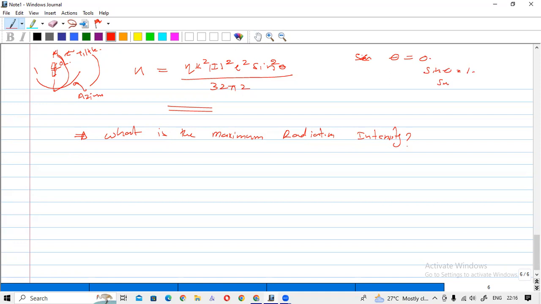Okay, so sine square theta is also equal to 1. So this is the maximum value. Here the U maximum value is n k square I square L square, when sine square theta is equal to 1, divided by 32 pi square. Okay, so this is the maximum radiation intensity.